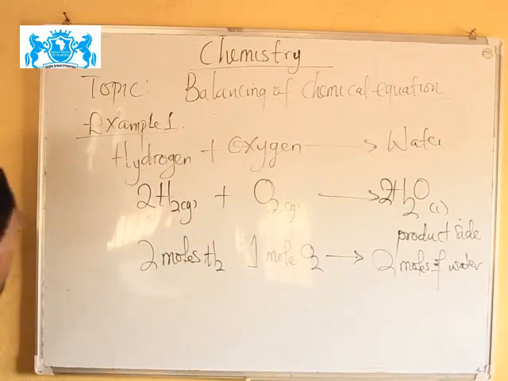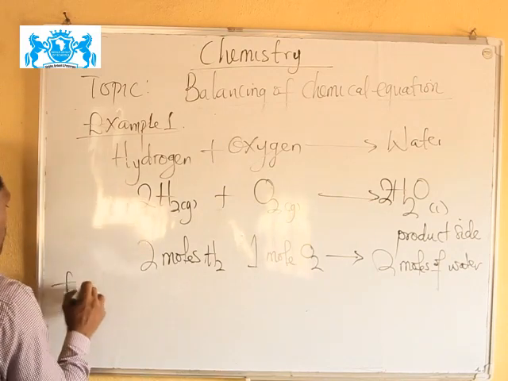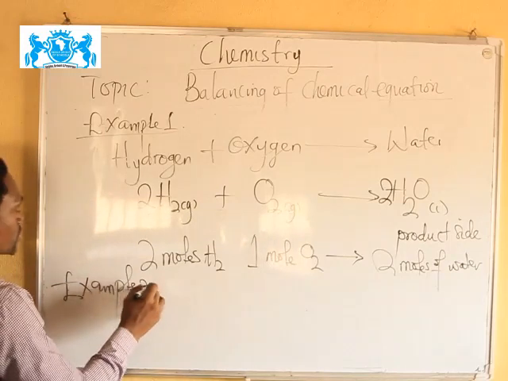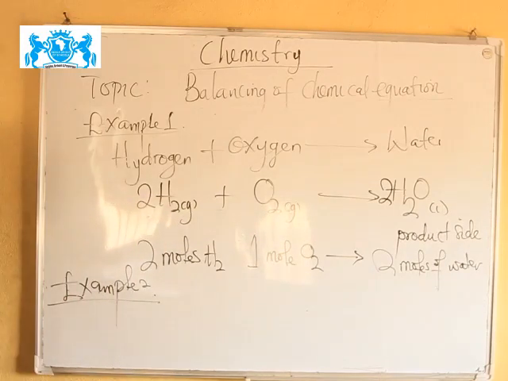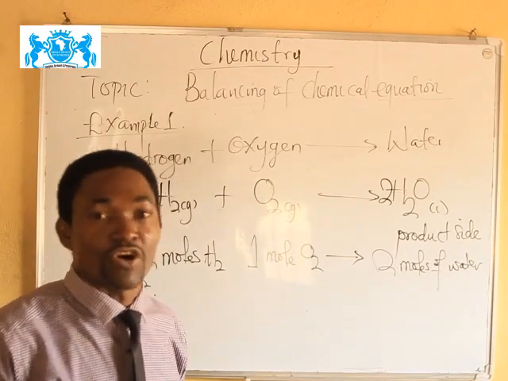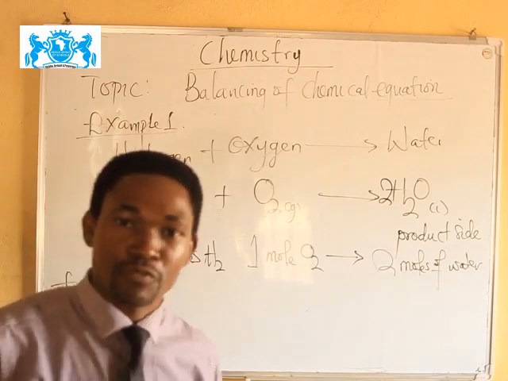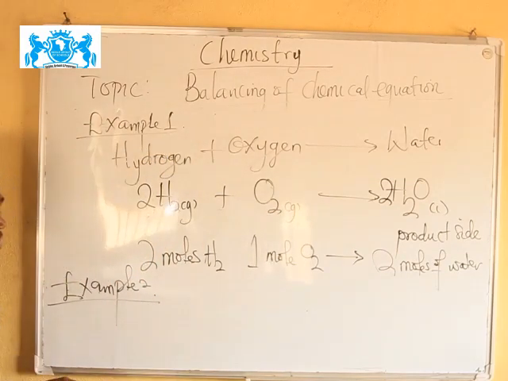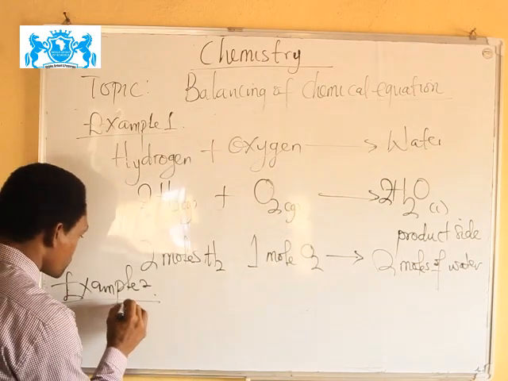Then again, let's cite another example. Example 2: let's look at the reaction between carbon monoxide and oxygen to produce carbon dioxide. So, the reaction between carbon monoxide and oxygen.